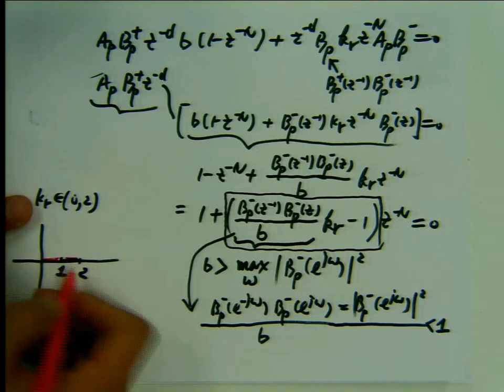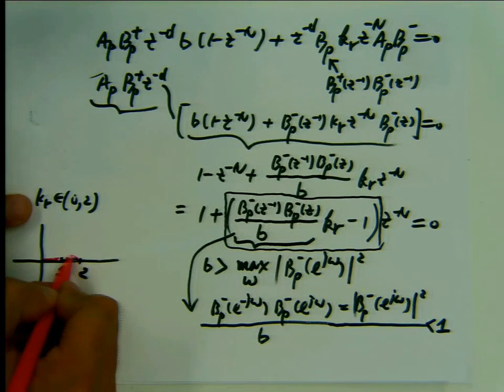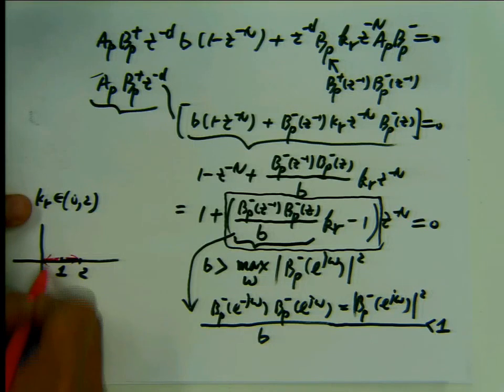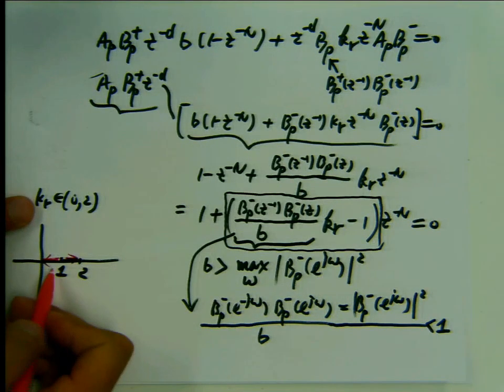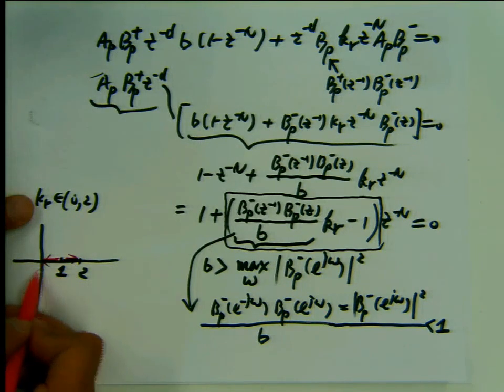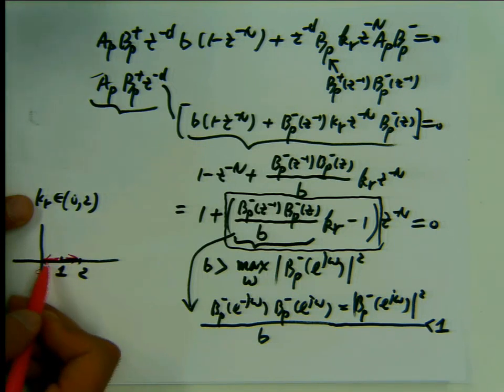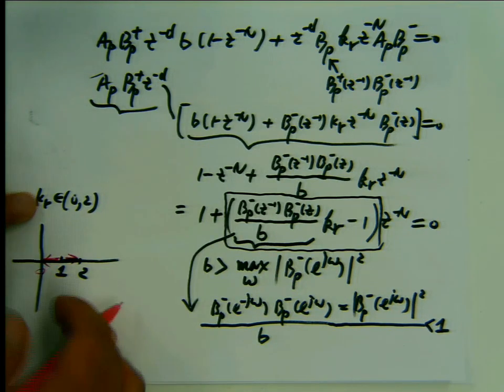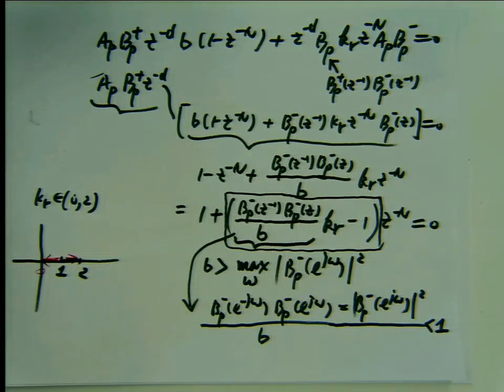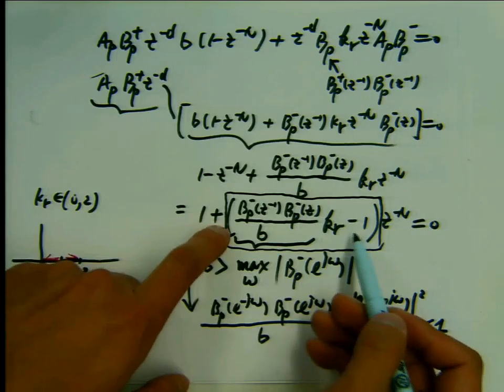You see? If I write it as a vector, it's going to be a vector that looks like this, okay? And you see, no matter how I change in this range between 0 and 2, the length of this vector is always less than 1. Okay? So now this guy is always less than 1.